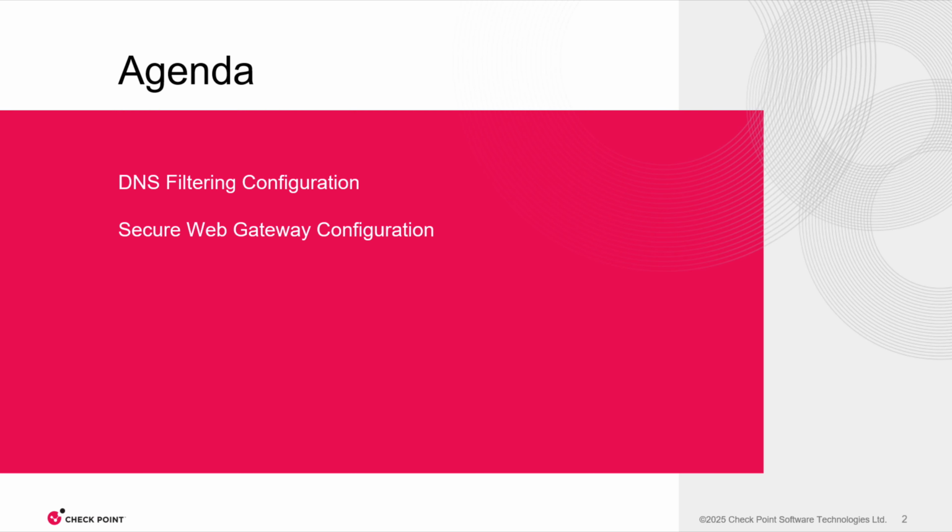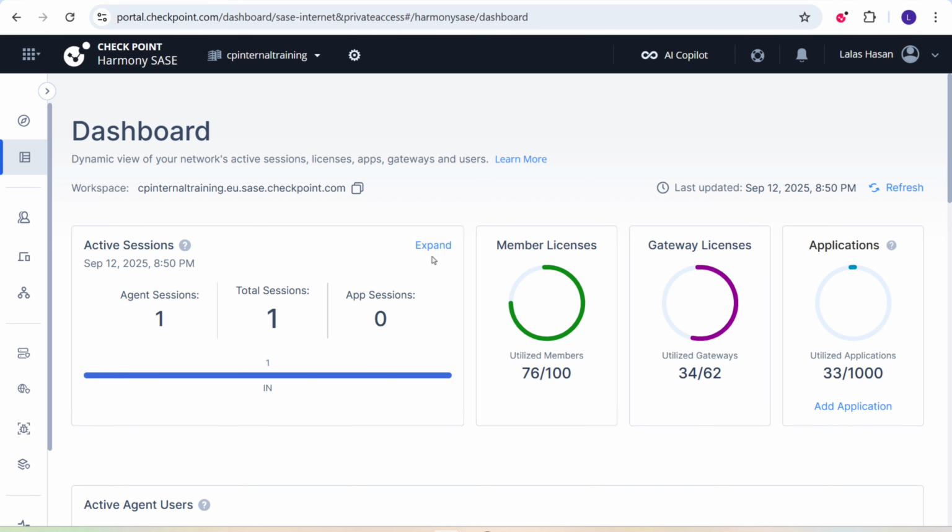We need to enable the DNS filtering, so let's access our Harmony SASE portal. So let me access my Harmony SASE portal. What you can see on the screen right now is the Harmony SASE portal. I've already logged in there and you can see the dashboard here. So to begin, we have to enable DNS filtering at the network level.